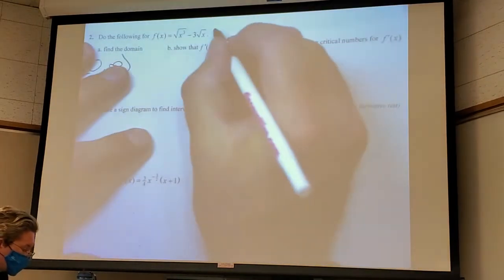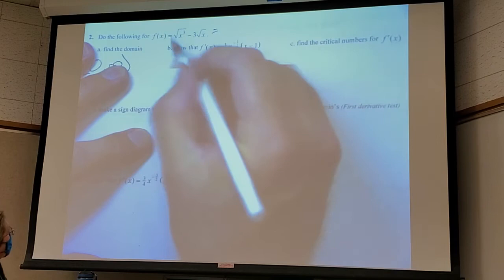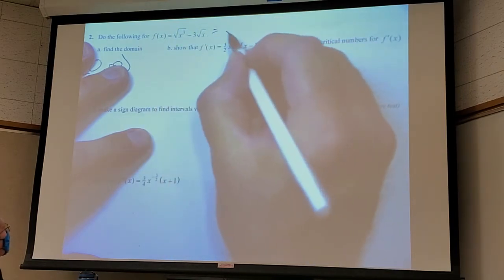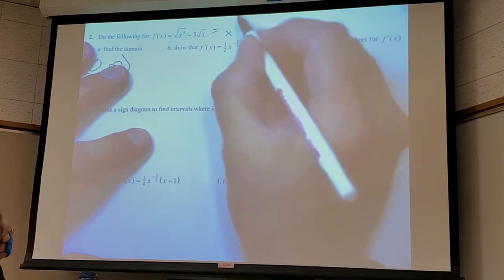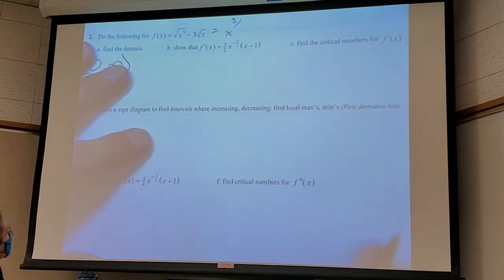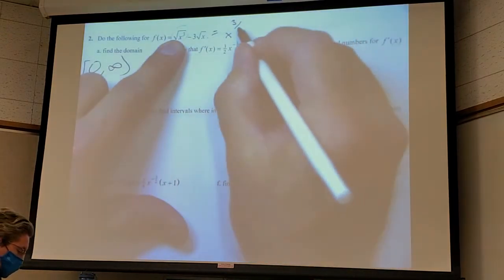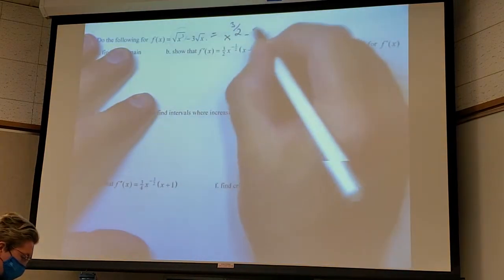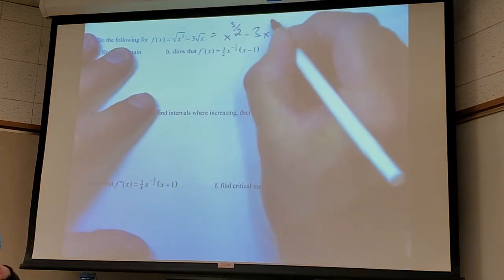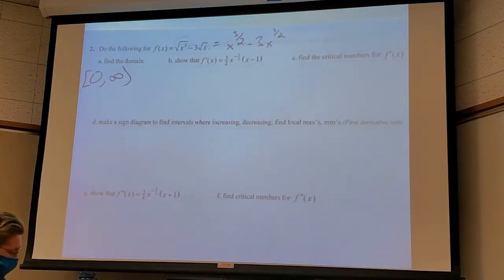Let's see, how should I rewrite this so the derivative is easier? X to the 3 halves. The power goes on the top, and roots on the bottom, just like on most planes. What's the root here? 2. So the roots are on the bottom, power's on the top. So that's x to the 3 halves. Now look, first power, but a second root.